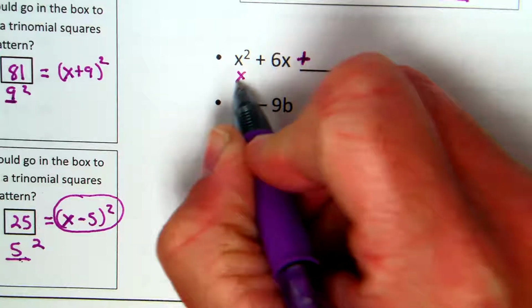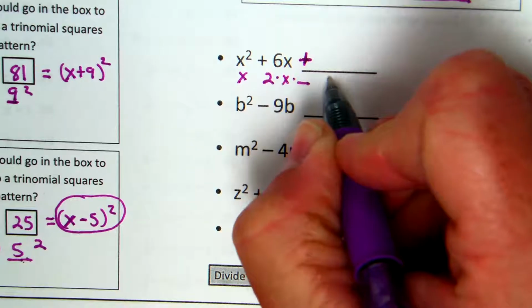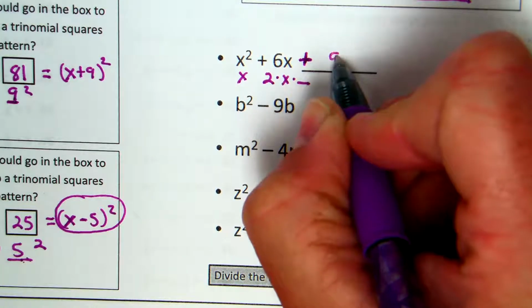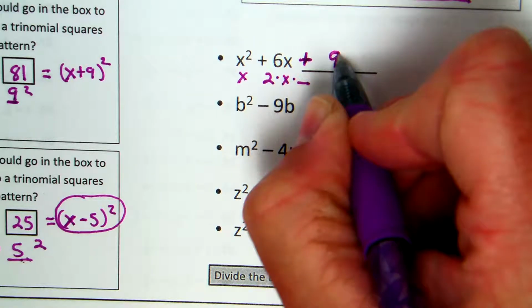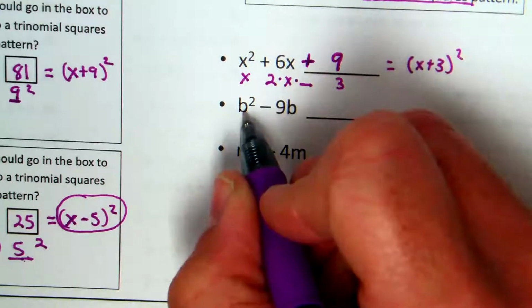I know this is x. I know this is 2 times x times something. That tells me that something is 3, which makes this a 9. This is actually x plus 3 squared.